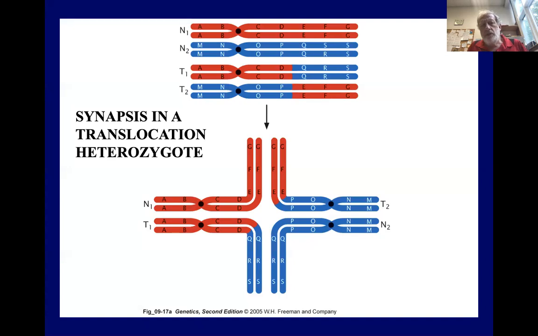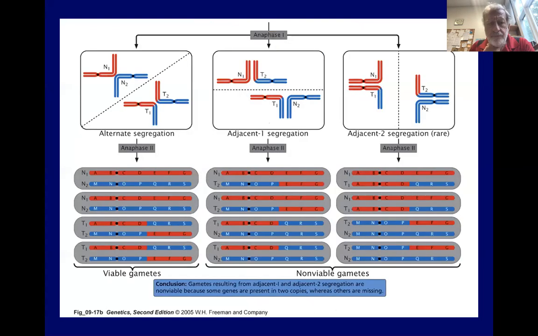So here's 2 pairs of chromosomes. N1 and N2 are normal, and their homologs T1 and T2 have the translocations, and that's why they're bicolored. And so for meiosis to occur, you have these 4 chromosomes synapsing like we see at the bottom there. And then over on the left, alternate segregation produces viable gametes. In the center, adjacent 1 segregation produces inviable gametes. And adjacent 2 segregation, which is quite rare, produces also inviable gametes.